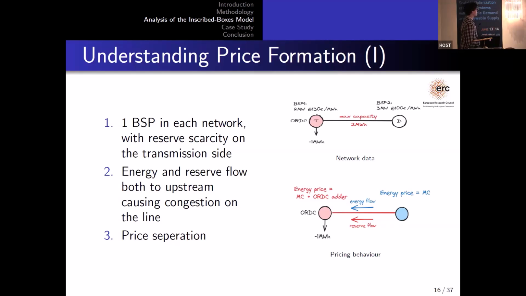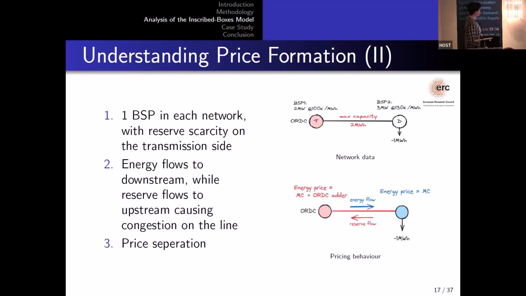The price pattern that we observed is that on the transmission side we're going to have the energy price equal to marginal cost plus the ORDC adder, and on the distribution side it's going to be only the marginal cost.